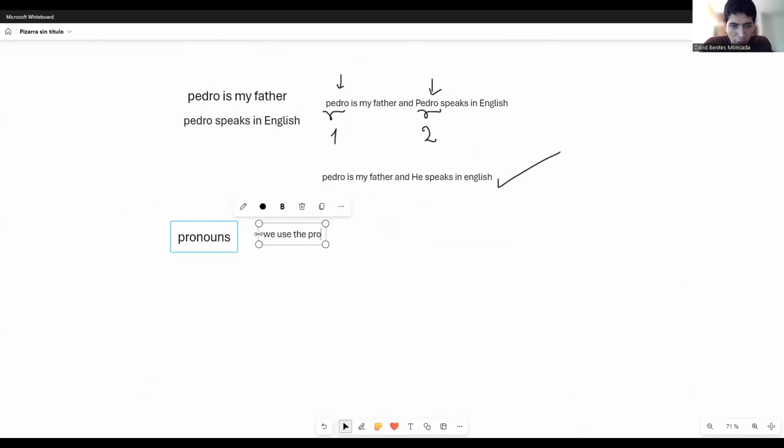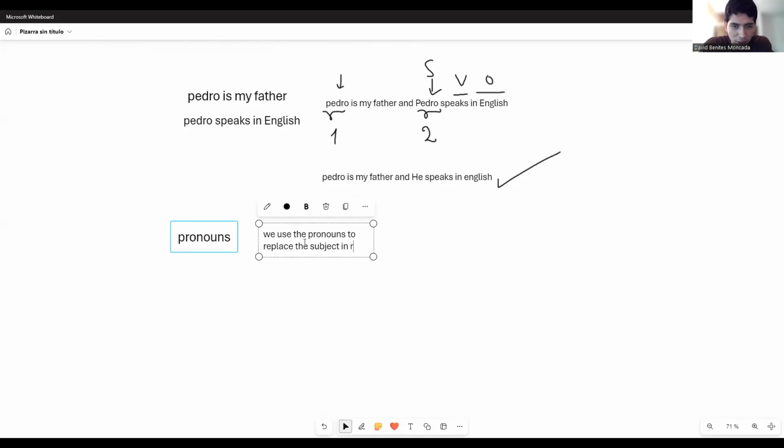We use the pronouns. Why? We use the pronouns to replace. To replace what? Look at this. What is this? The subject. Exactly. You use the pronouns to replace the subject.